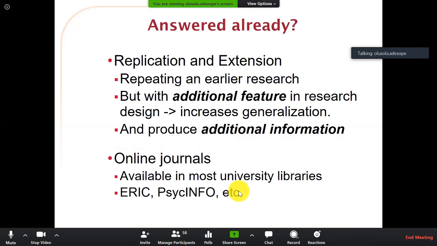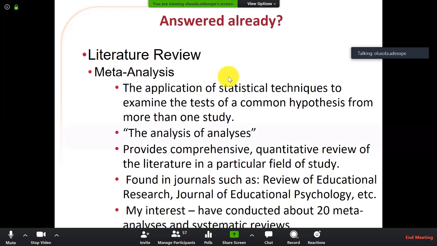The next thing is answered already. I talked about replication and extension, repeating an earlier research. Sometimes you can add some other features. Those would help increase generalizability and produce additional information. We have different online journals too.